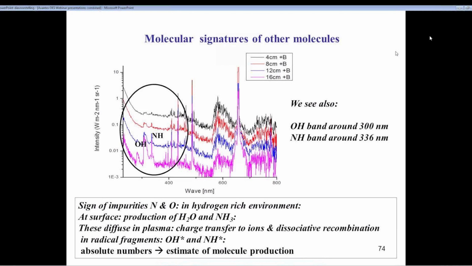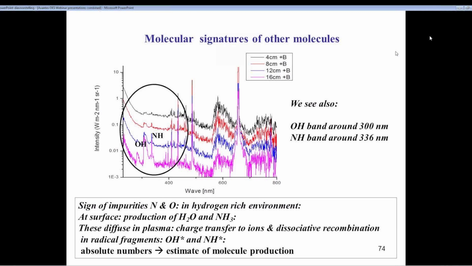Now this is not the emission from OH and the emission from NH. No, it is the production of NH and the production of OH. And the processes are charge exchange. So the ammonia molecule charge exchanges with H plus, produces an H3+, and H3+ falls apart in dissociative recombination in the NH excited molecule. And the same for the water molecule is produced on the surface.